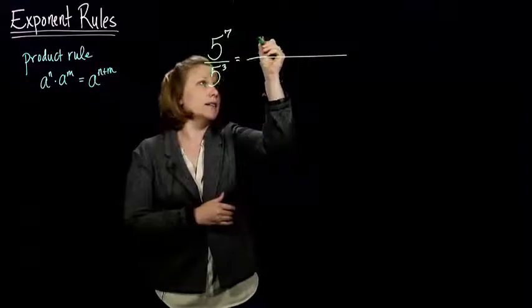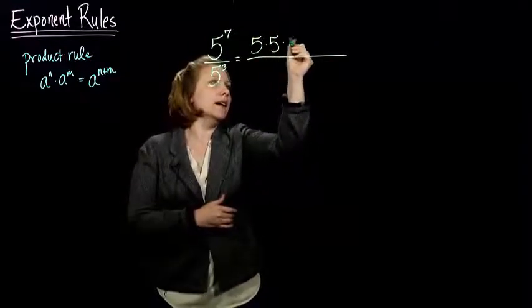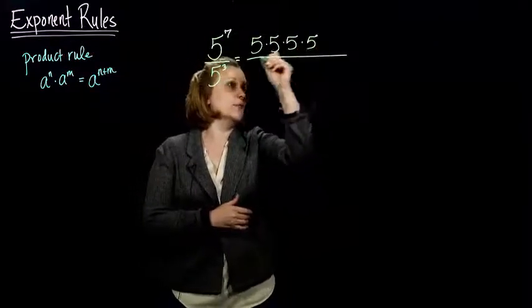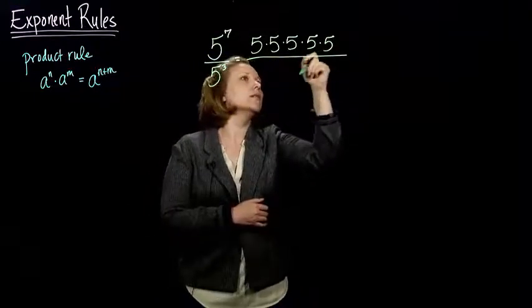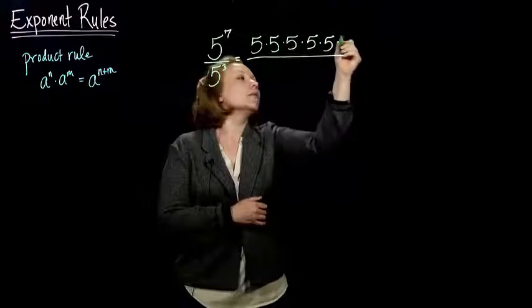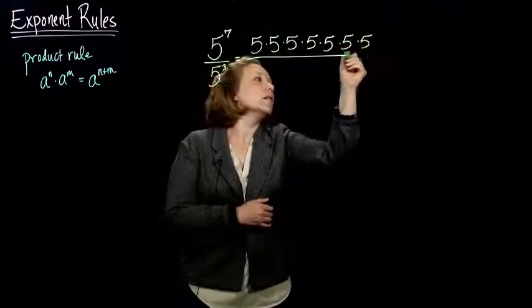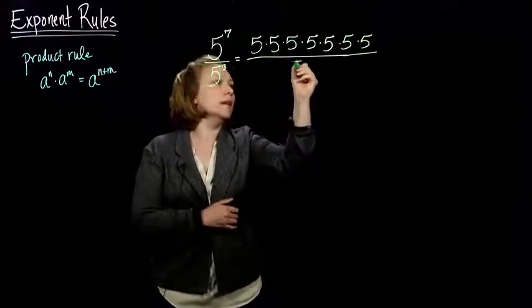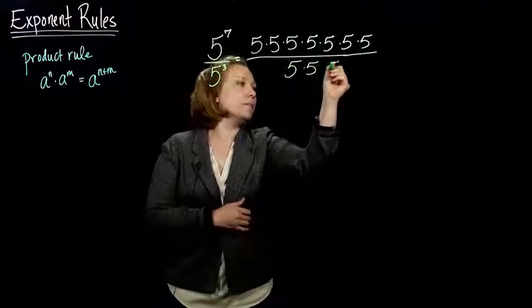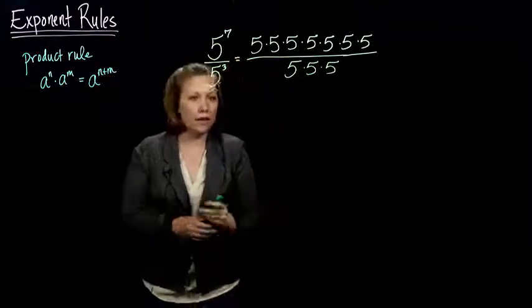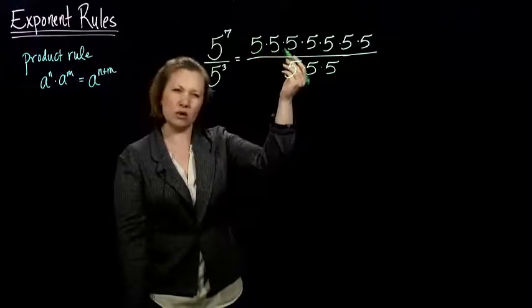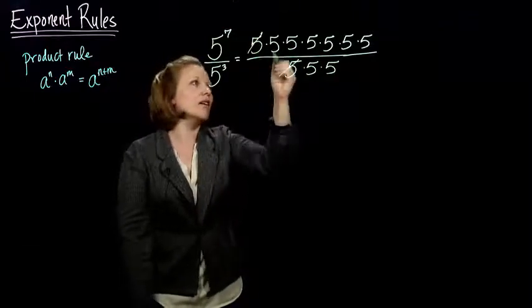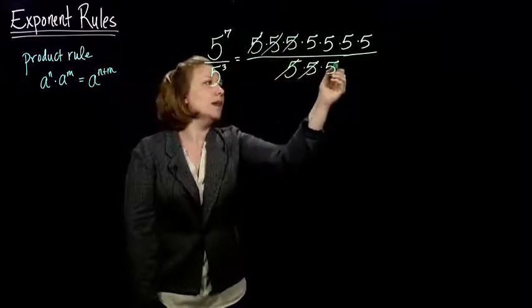So if I write the top, I have 7 of these 5s multiplied together. That's what the 7 tells me. All right, and then on the bottom, I have 3 of them. Okay, and then we know that a number divided by itself is always 1, and so we use this thing called canceling. I hope you've seen this before.